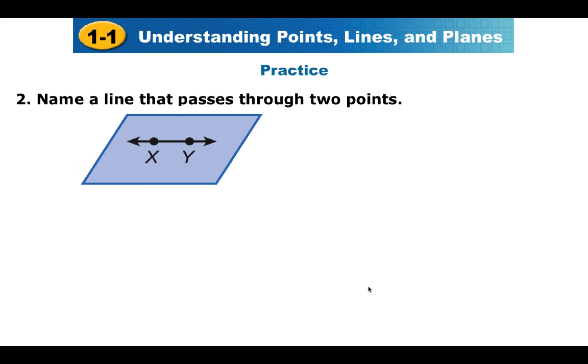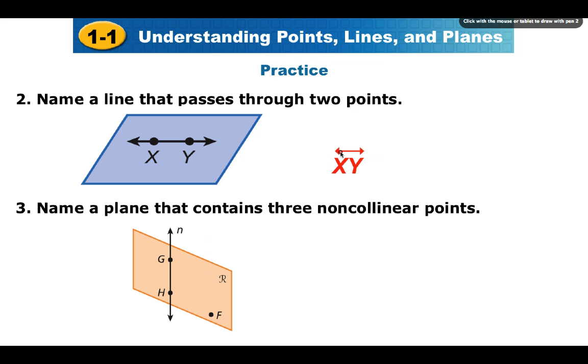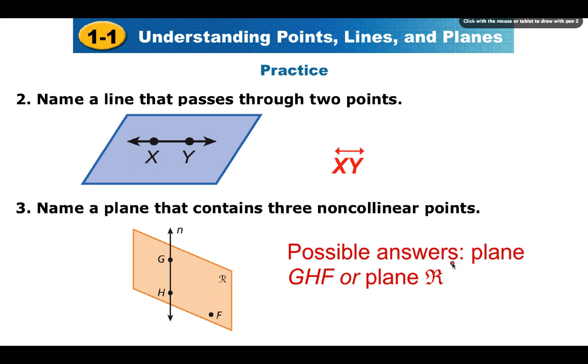Next slide says practice. Name a line that passes through 2 points. So we want to name this line. What will be the name of this line? XY. You can also do YX, but notice that there are arrows on top of the capital letters. This is describing a line. Number 3 says name a plane that contains 3 non-collinear points. There are 2 possible answers. We can use the 3 non-collinear points to describe this plane, G, H, F, or you can use this scripted capital letter R.